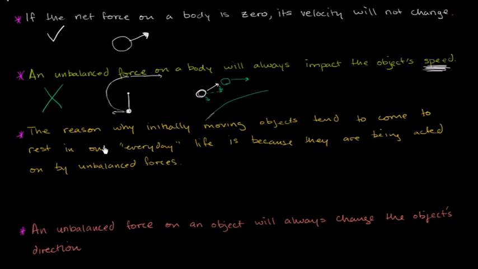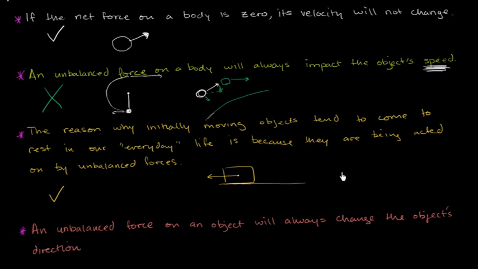Now the third statement. The reason why initially moving objects tend to come to rest in our everyday life is because they are being acted on by unbalanced forces. This is absolutely true, and this is the example we gave. The reason why if I take my book, and I try to slide it across the desk, it eventually comes to a stop is because we have the unbalanced force of friction, the grinding of the surface of the book with the table.